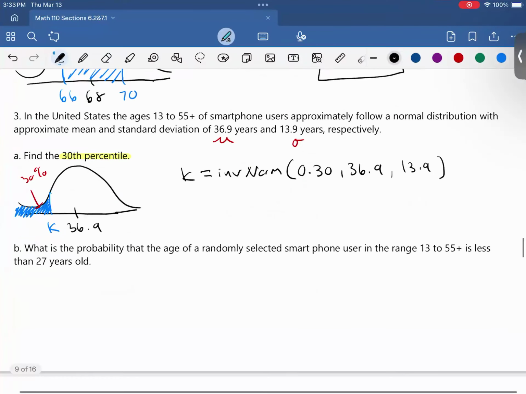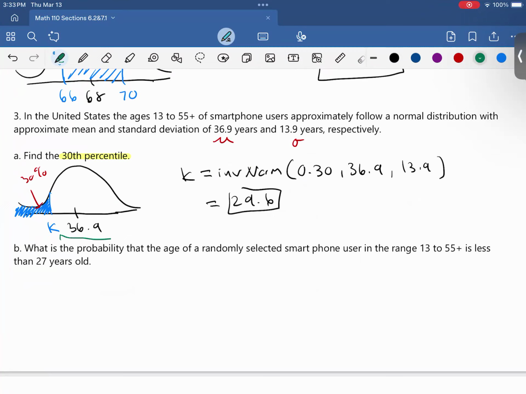So let me jump back. What we found is 29.6. So that means this value right here, this K, is 29.6. That's our 30th percentile.